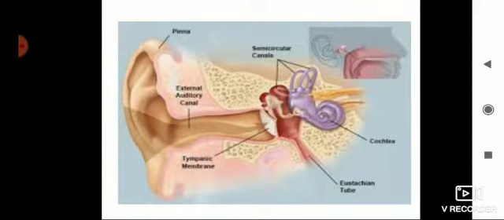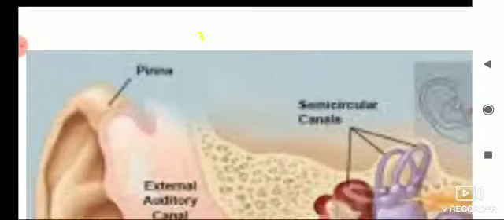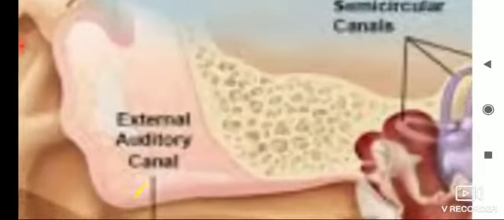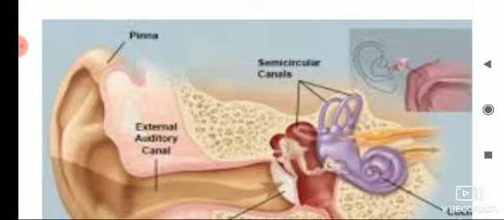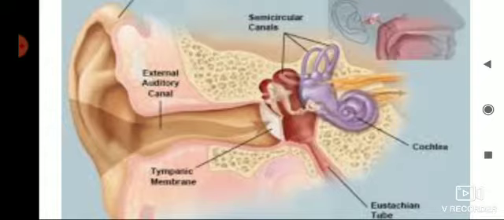This is the diagram of the internal structure of the ear, or anatomy of the ear. You can clearly see the pinna here, then the auditory canal and the tympanic membrane. This auditory canal consists of hair and mucous glands, so that whatever dust particles are there in the auditory canal are driven away by the hair cells present over there.